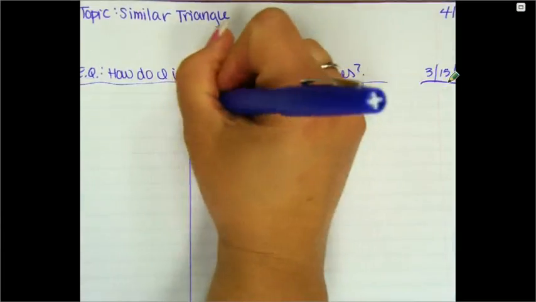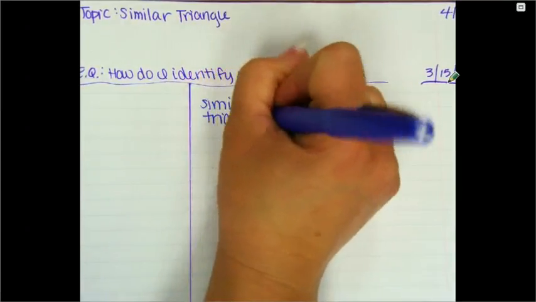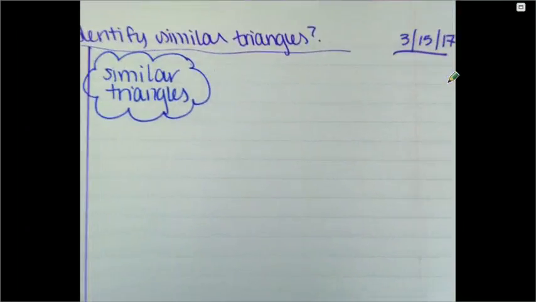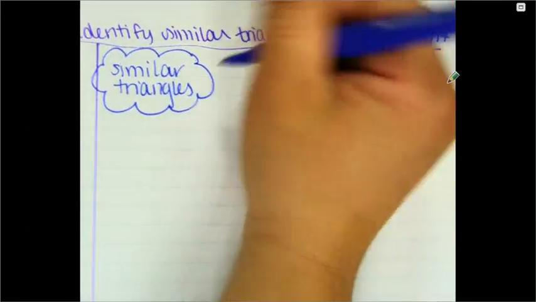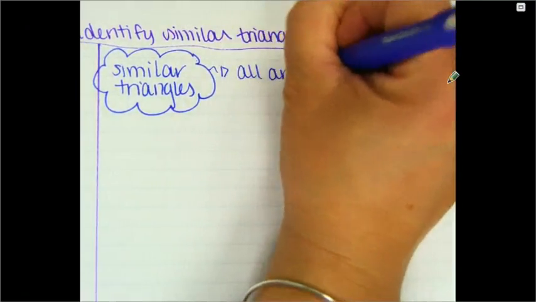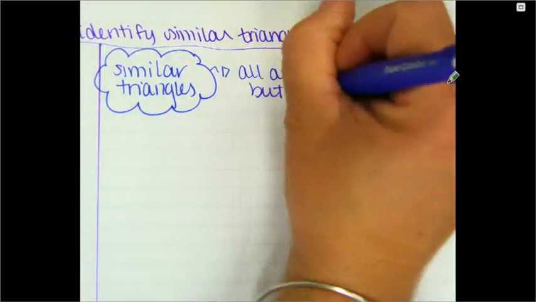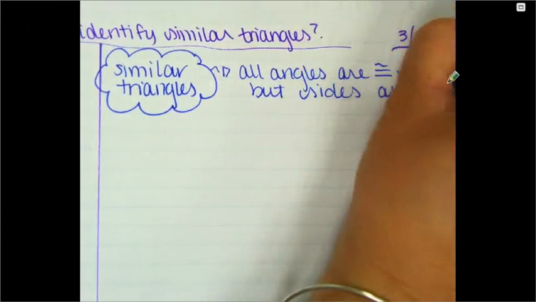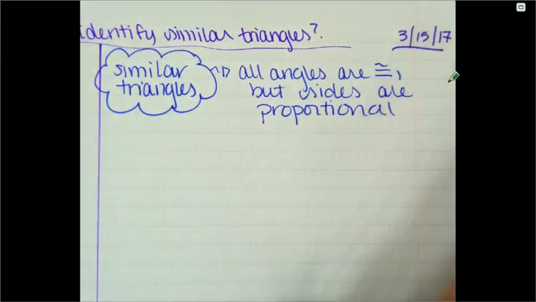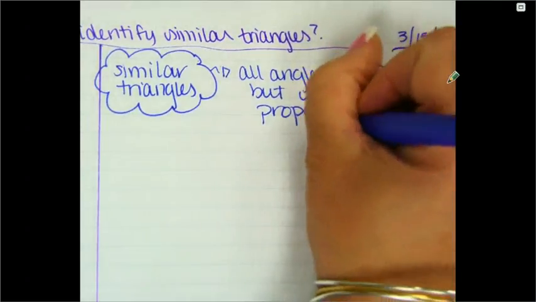Alright, similar triangles. There are two characteristics you must know. All angles are congruent, but sides are proportional. Angles are congruent, but sides are proportional, which means we set up a ratio.